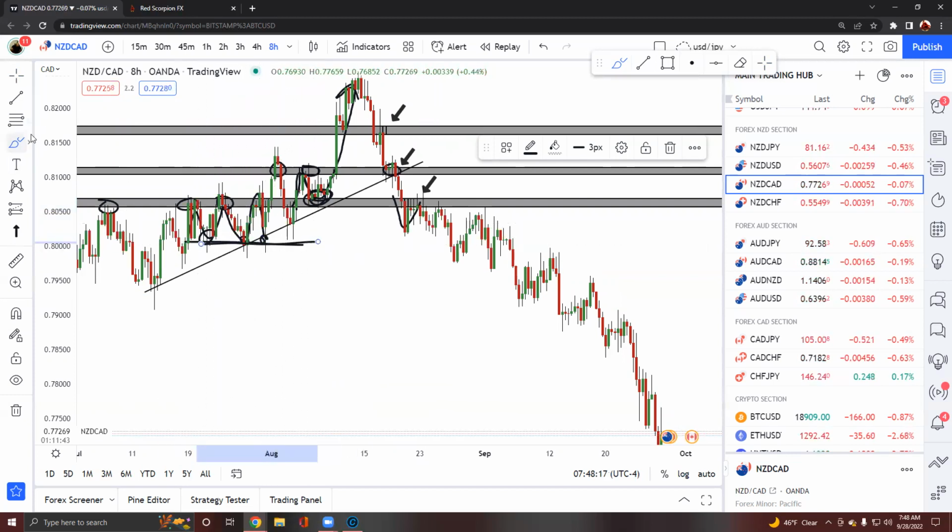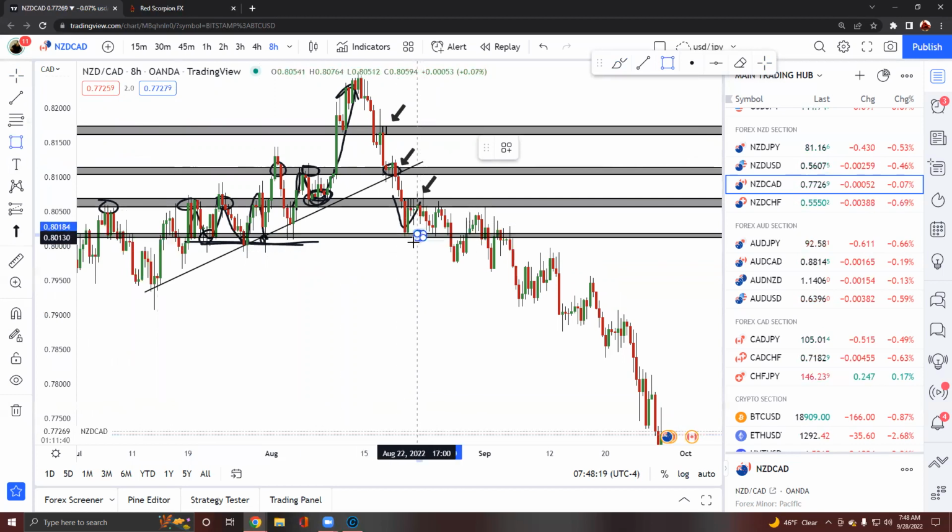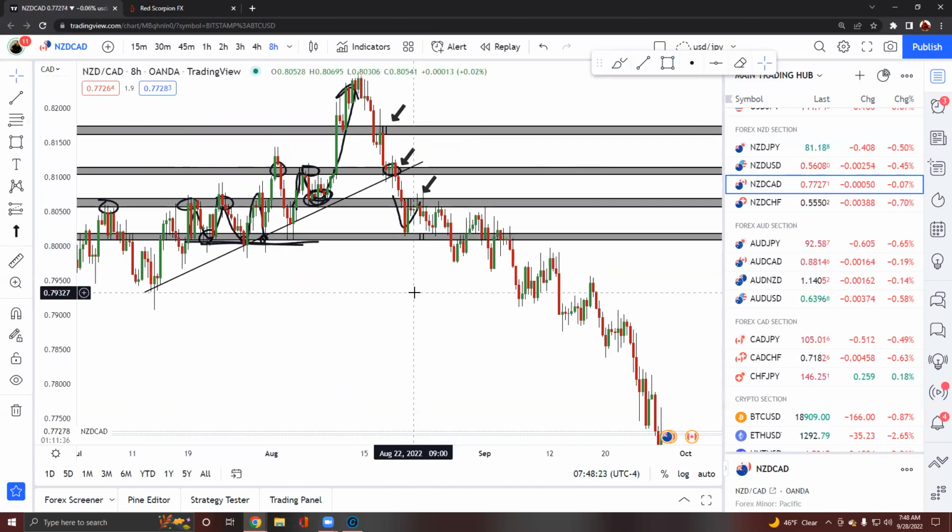Now watch it. One second. I'm going to get a rectangle, and it's just like that. Like I said, guys, sometimes you've got to be patient and just let the pairs do whatever they're going to do and eventually take your trade.